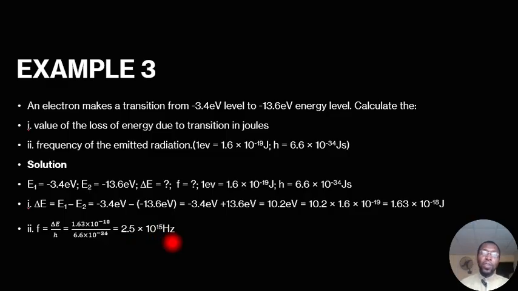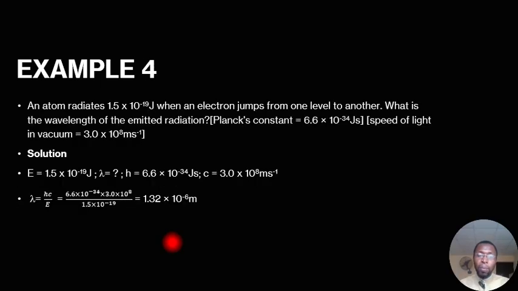Okay, so we move on to the next example, example 4. It says an atom radiates 1.5 times 10 to the power minus 19 joule when an electron jumps from one level to another. What is the wavelength of the emitted radiation? Given that Planck constant is 6.6 times 10 to the power minus 34 joule seconds, and the speed of light in vacuum is 3.0 times 10 to the power 8 meter per second.